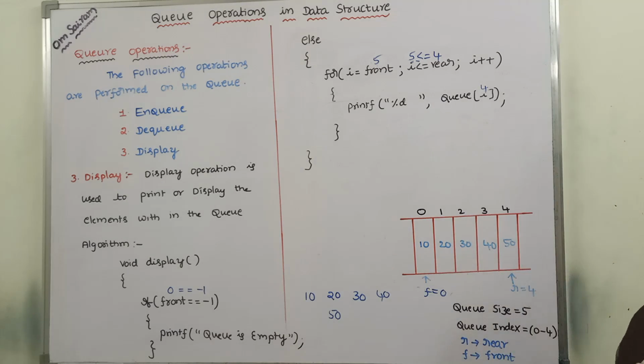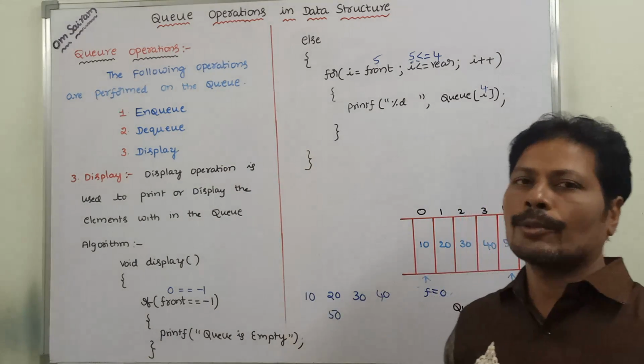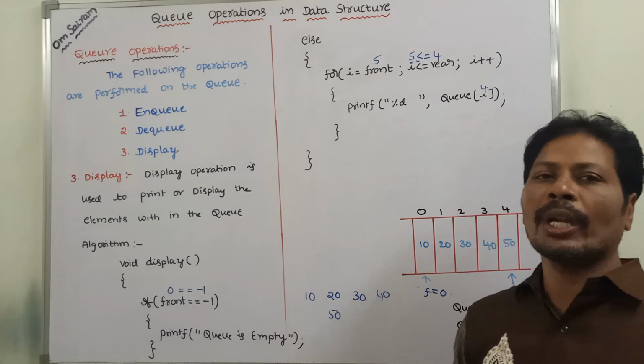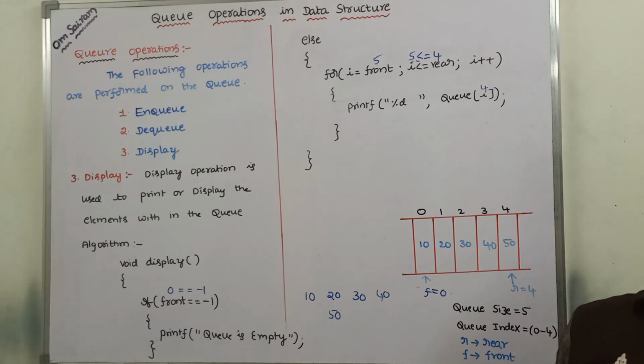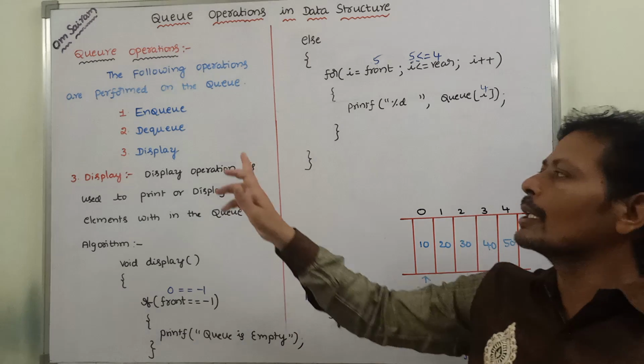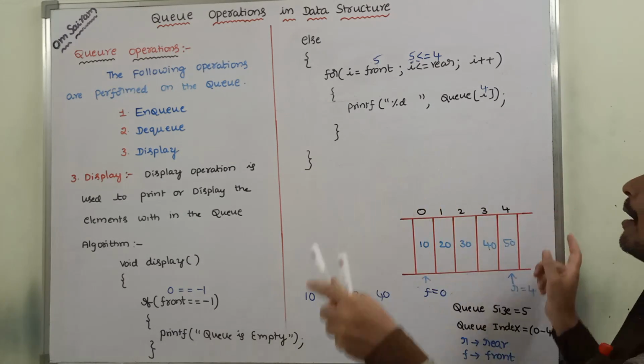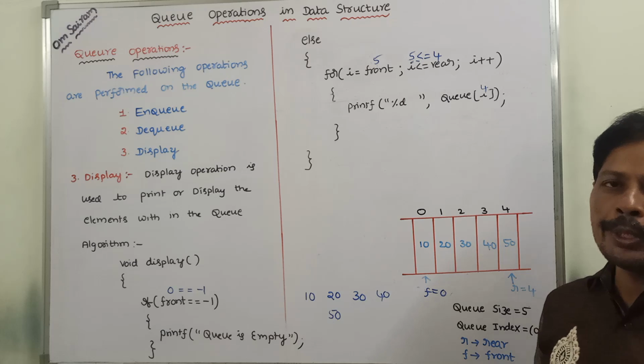Okay, so while performing enqueue operation, queue overflow condition can occur. So what is the condition for queue overflow? Rear equal to size minus 1. If this condition is satisfied, we can say that queue is overflow. While performing dequeue operation, queue underflow condition can occur. What is the queue underflow condition? Front greater than rear. If the front value is greater than the rear, we can say that queue underflow condition has occurred. Okay, so these are the queue operations with code also.